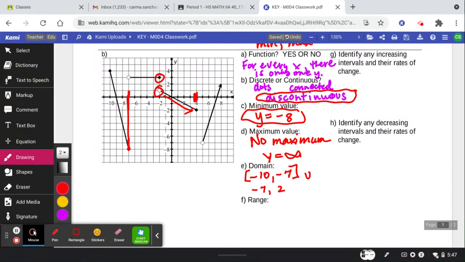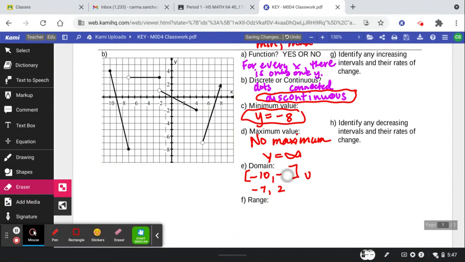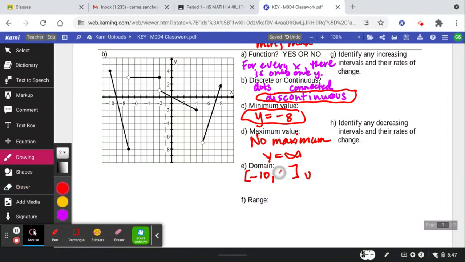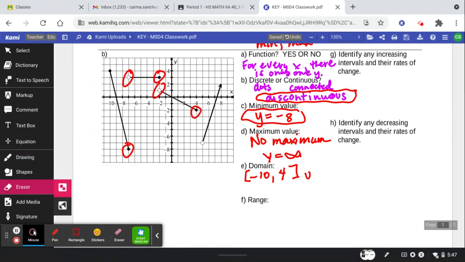It goes from -10 to -7. Then from -7, it starts right back up and keeps going until -2, but then it stops and then it starts right back up and keeps going until 4. So actually, we can include all of this in the same first piece of the domain, and we can just say it goes all the way from -10 to 4 because of those stop, start, stop, start, stop. Notice that still we've got a closed bracket because of the 4 and because of the -10. They are closed dots. They are included.